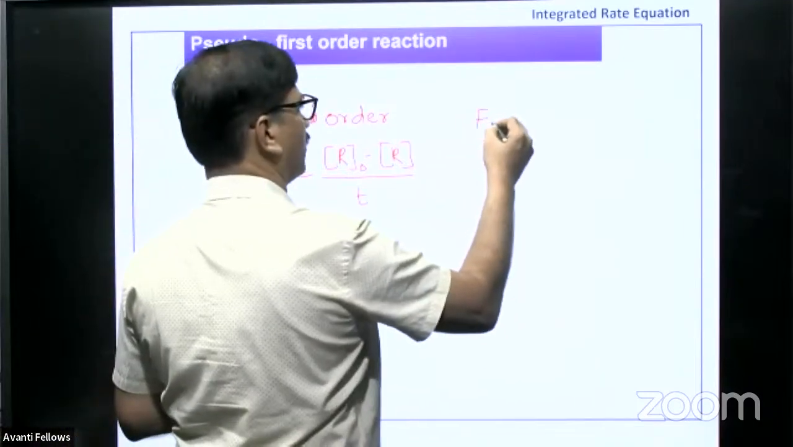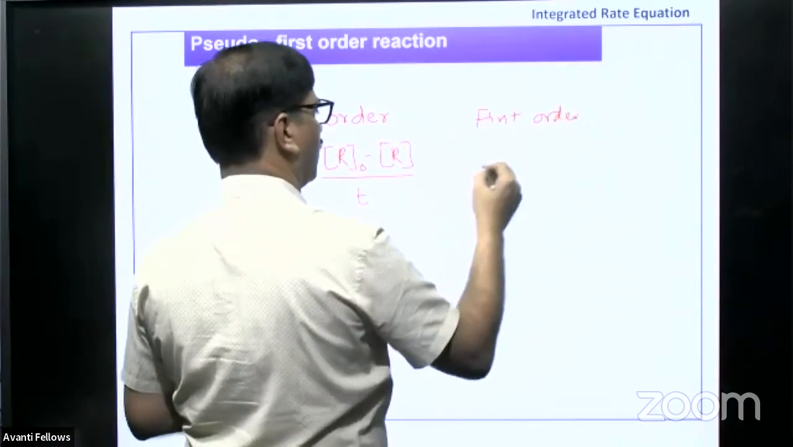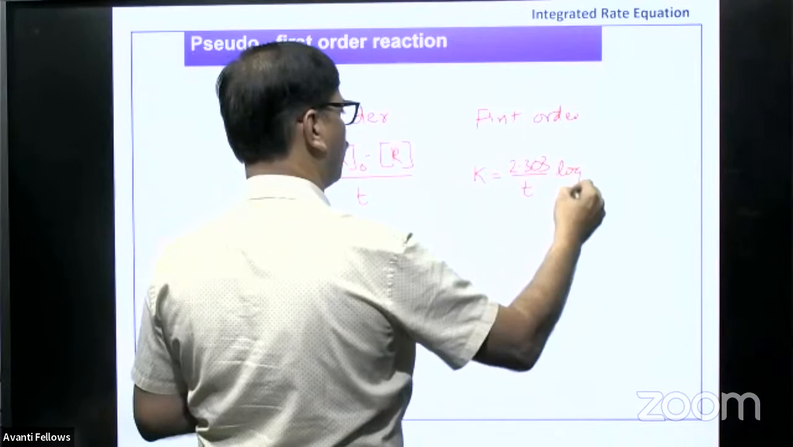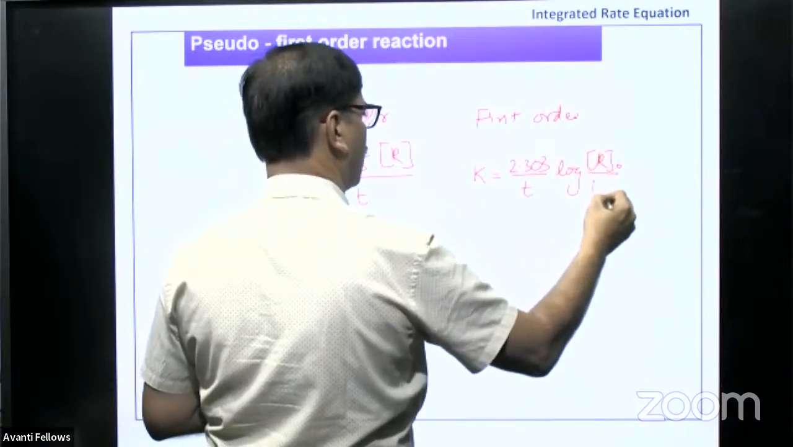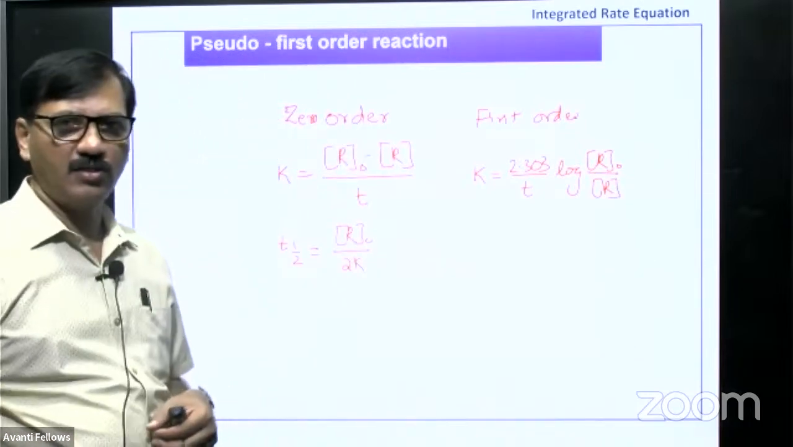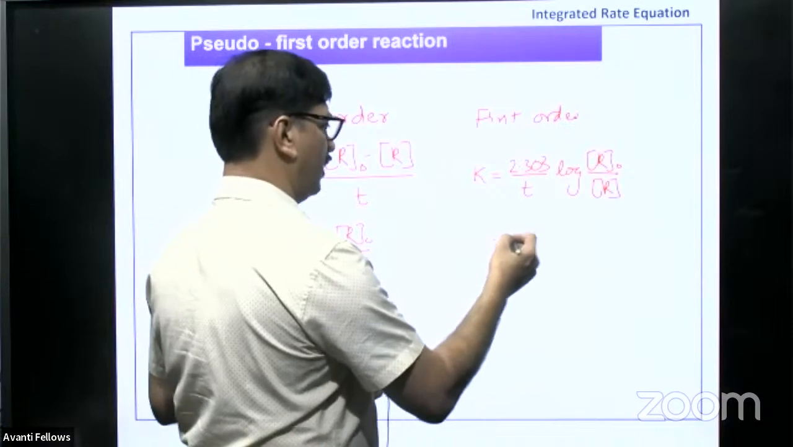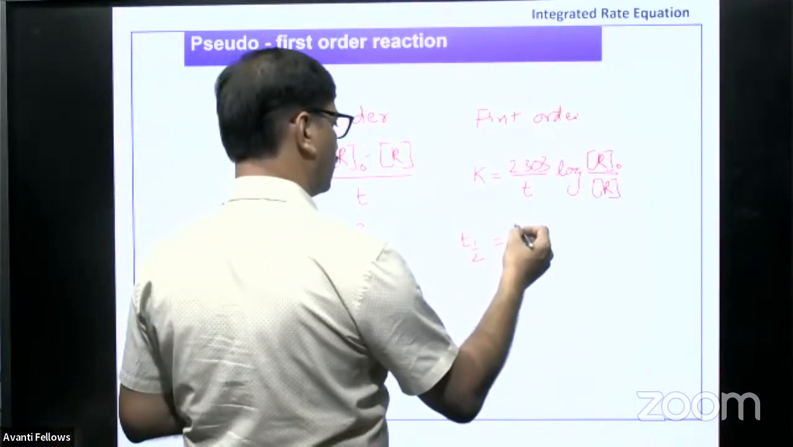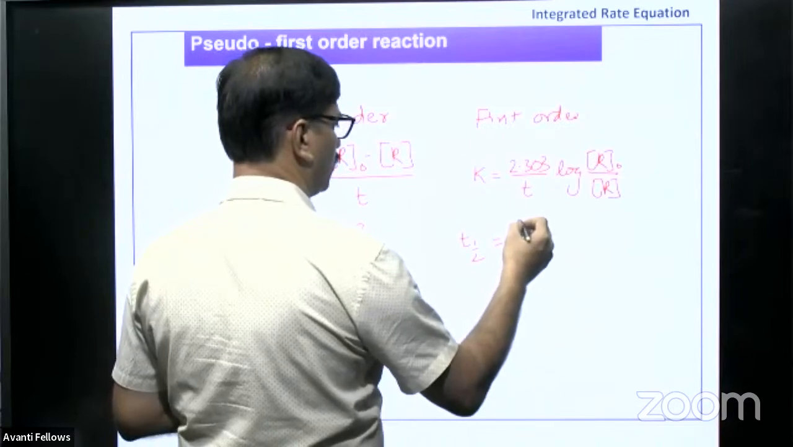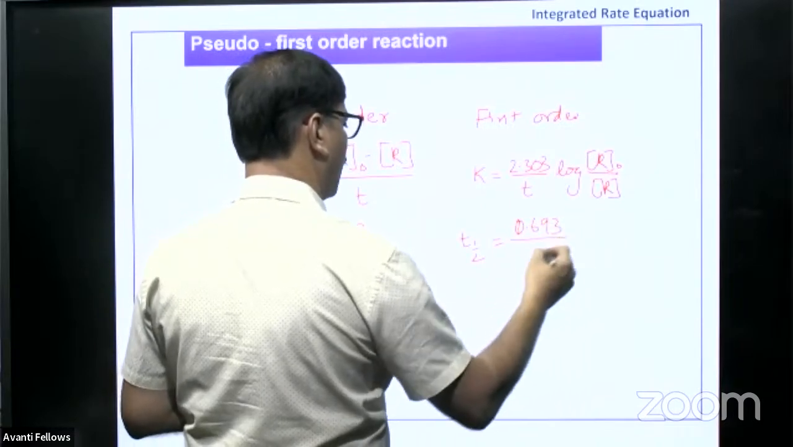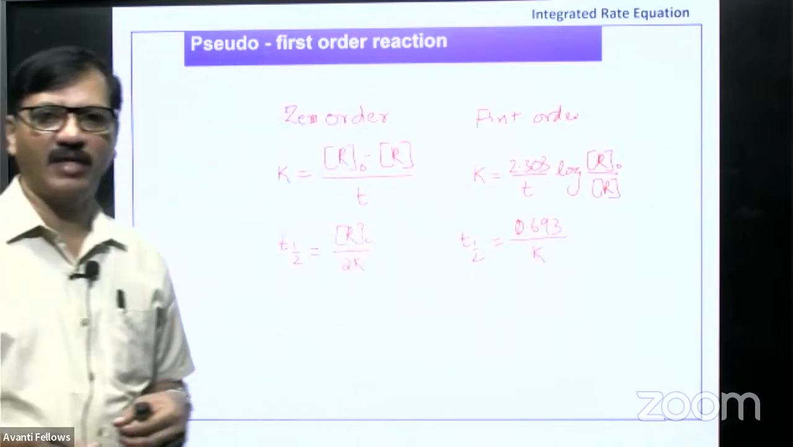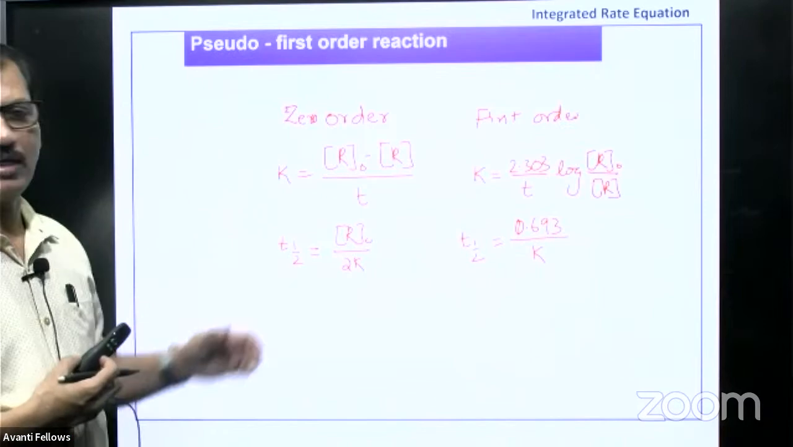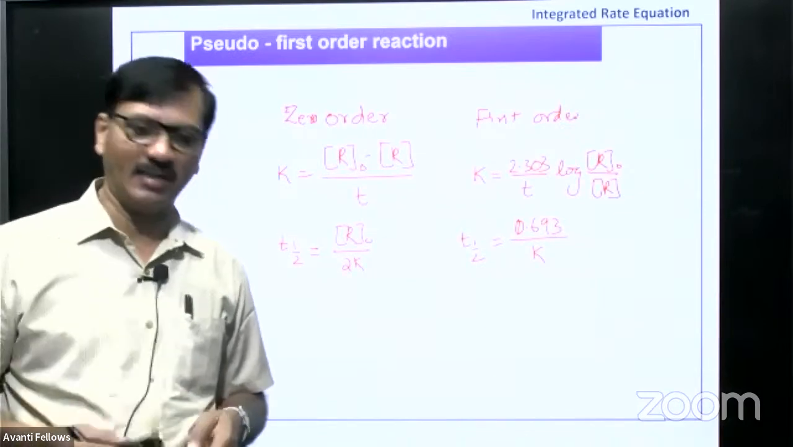For the first order reaction, K is equal to 2.303 by t, log of initial concentration by final concentration. And the t half for the first order reaction is 0.693 by K. So R naught is not there here at all. These are the mathematical expressions you should remember, recall, write boldly, and practice.